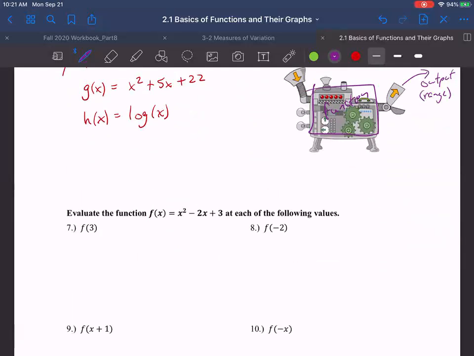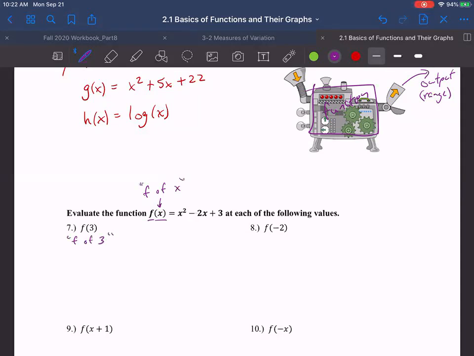The way we indicate our input is by putting it inside the parentheses of our notation. So this is read f of x equals x squared minus 2x plus 3. And what it's asking us to do is to evaluate each of the following. This one was f of x. This one right here is f of 3. That's the way you would say that one.